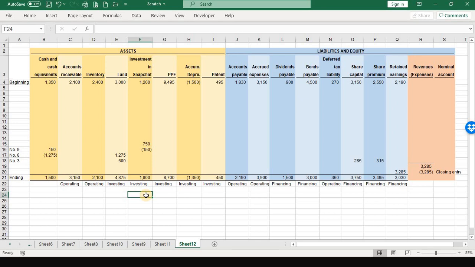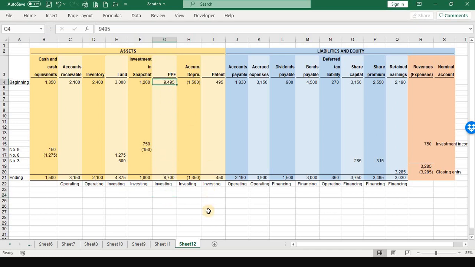So what is the entry to record the share in income? So the entry is debit investment in associate. In this case, is investment in Snapchat. And this is credited to investment income, which is a P&L account. So 750 pesos under investment income. Now, after the additional 750 pesos, now the total of the three figures is now at 1,800 pesos. Now let's proceed to PPE.